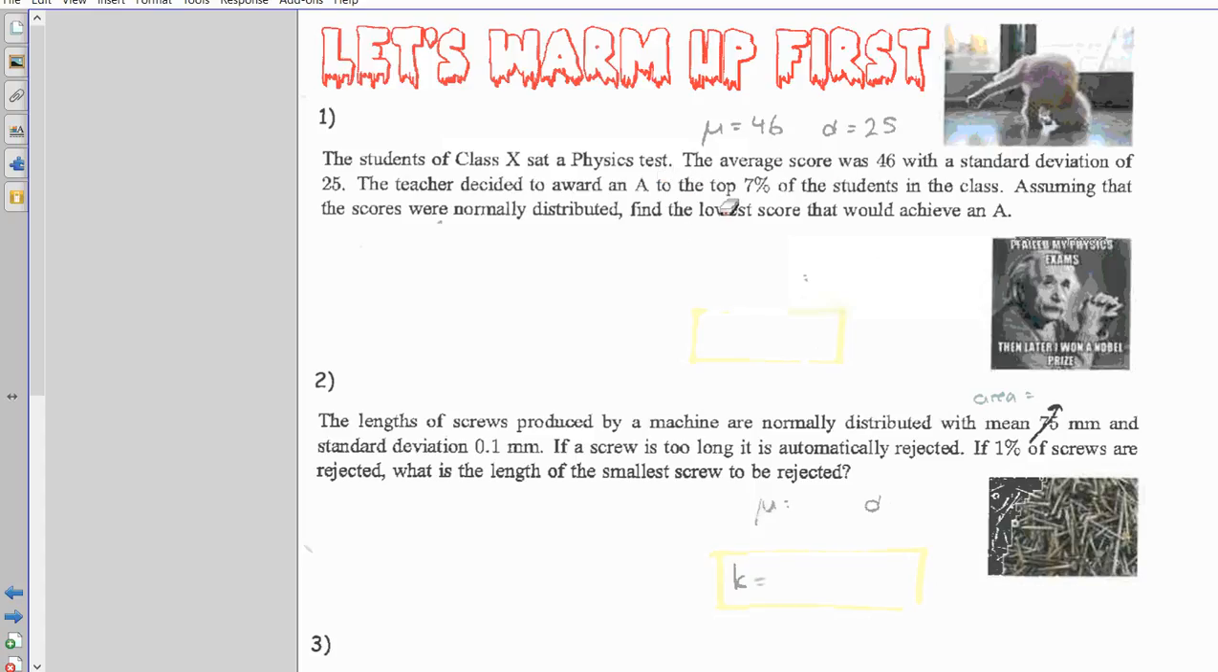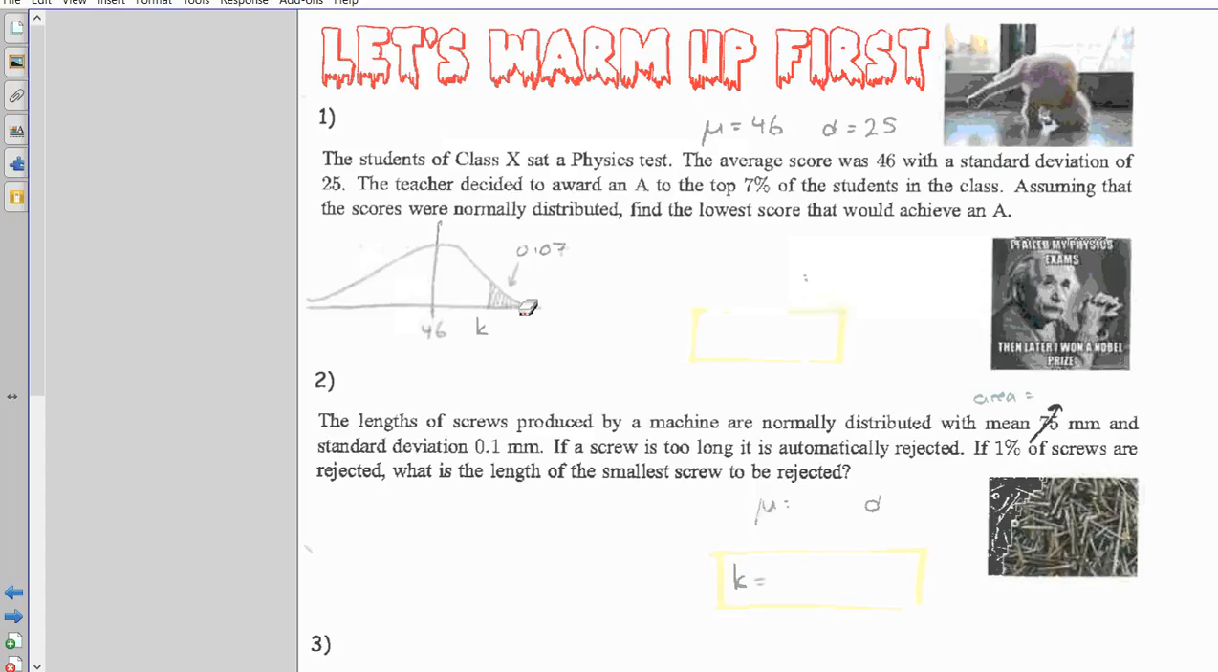So let's try drawing the diagram. You would do your normal distribution, your bell curve, and you would draw in your x-axis, and mark in your mean as well. So if the top 7%, what's 7% as a decimal? Divide by 100 and you would get 0.07. So the top 7% get an A. The students in this area receive an A in this physics test. They want to know what's the lowest score that would achieve an A, so we want the lower boundary.